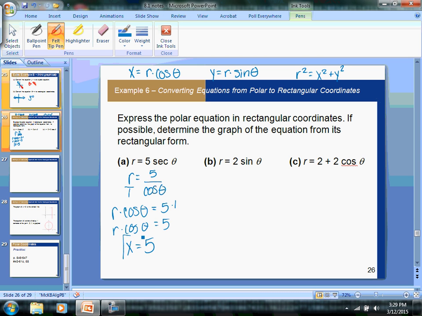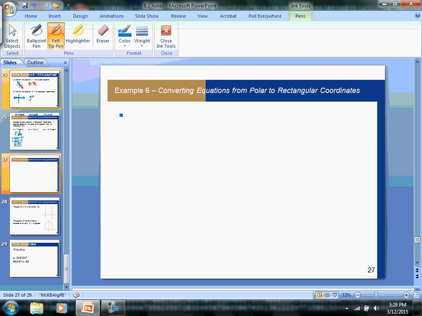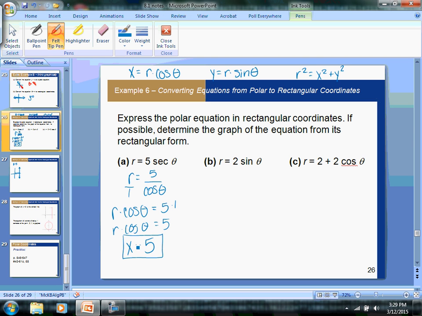So this is my rectangular equation, and remember that's just a line. I think I have more room on the next slide here. So if I have x equals 5, if you go to graph that, 1, 2, 3, 4, 5, you're going to have a vertical line. So that's pretty cool that x equals 5 is the exact same thing as 5 secant theta on a rectangular or on a polar graphing system.